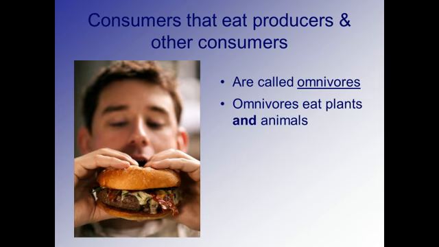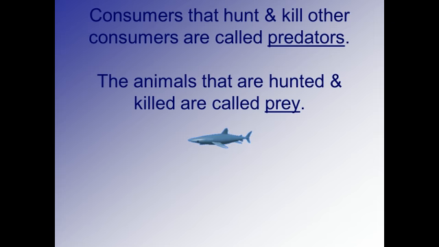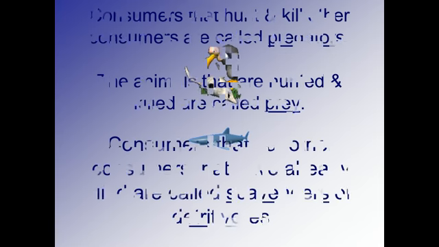So omnivores refer to the diet of an organism. Most humans are omnivores because we eat a mixture of plant and animal material. Omnivores eat both plants and animals. However, if you are a vegan, then you are strictly an herbivore. You are strictly a first-order consumer. If you are a consumer that hunts and kills their own prey, that would be a predator. The animals that you hunt and kill would be called your prey.